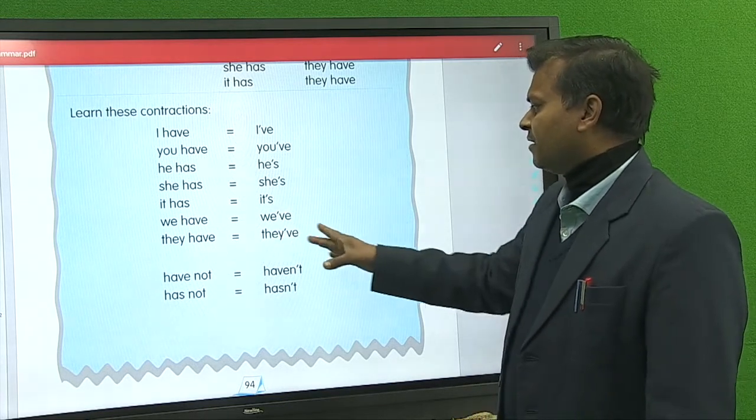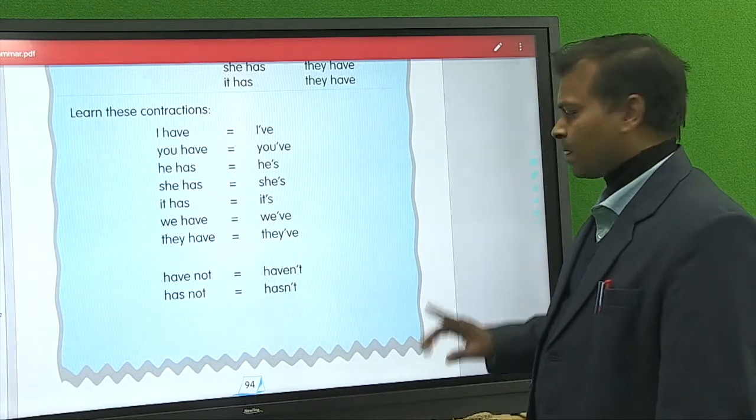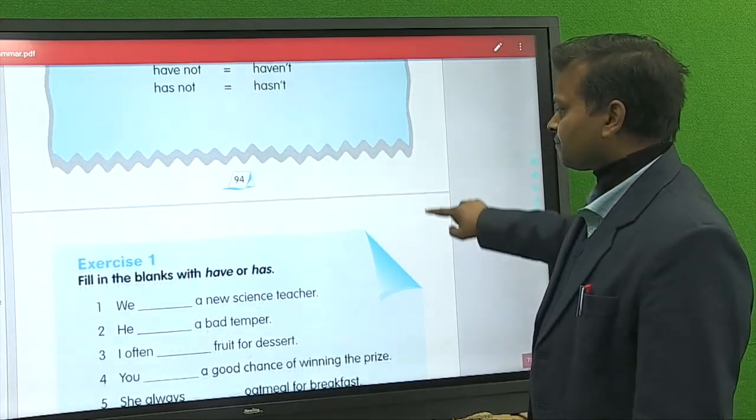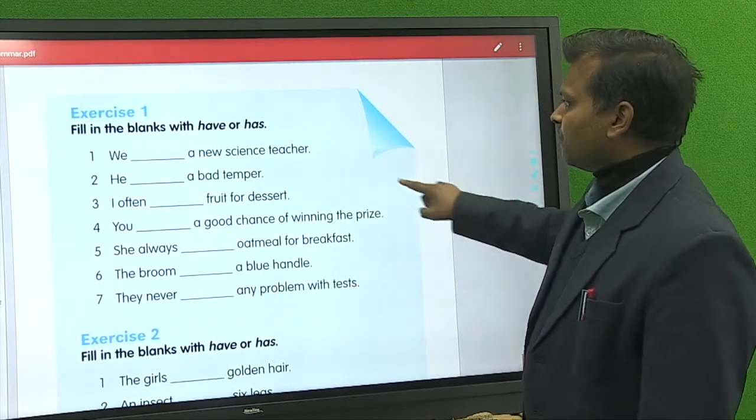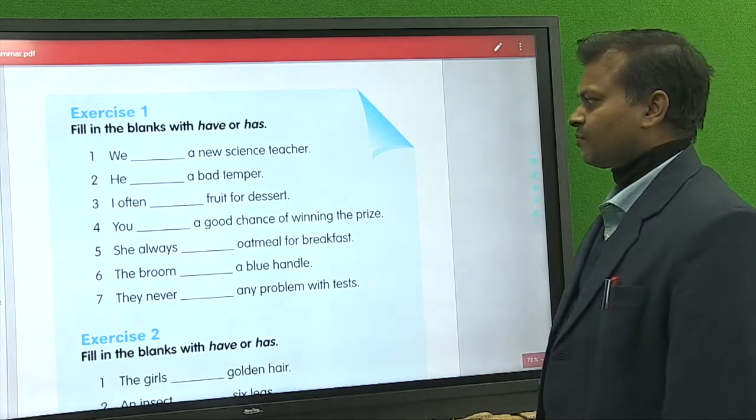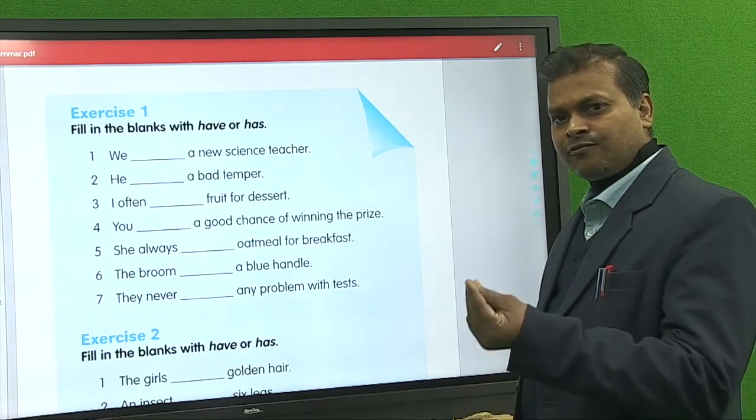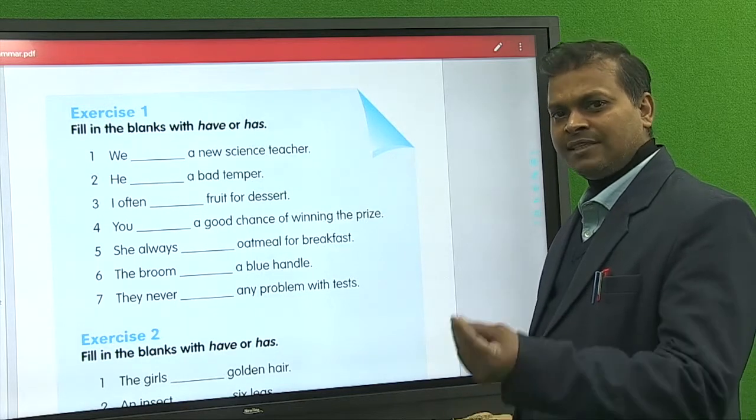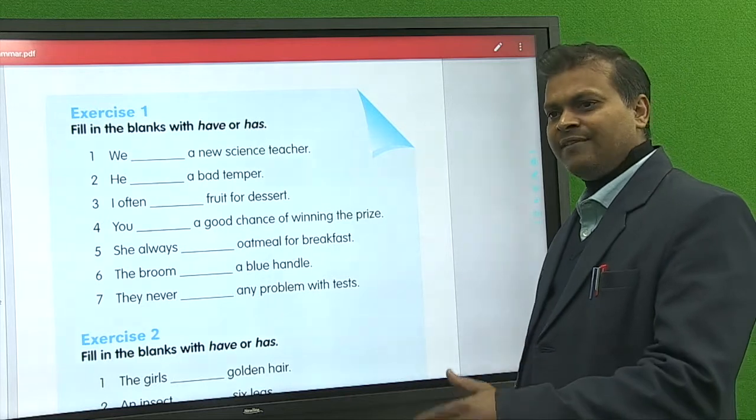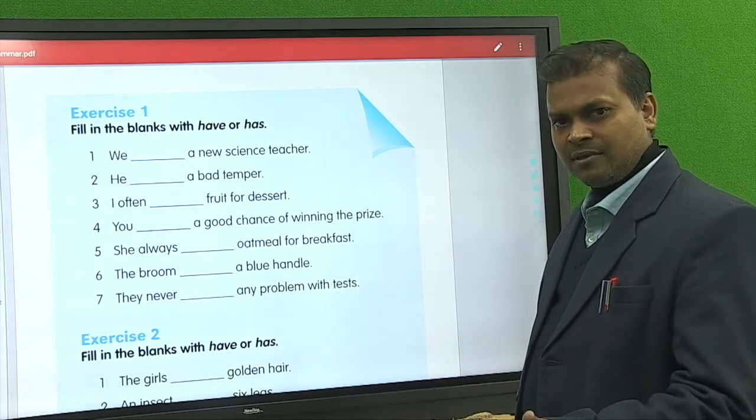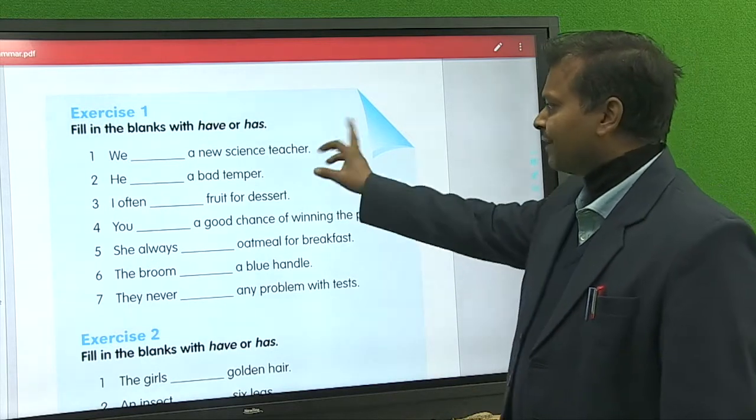Similarly, we have, they have, haven't, hasn't. Right? Now let us see further. We have an exercise. First exercise, let us do it. Fill in the blanks with have or has. Now keep in mind what I have taught you. With third person singular number, which is he, she and it, we use only has, and with the rest of the subjects we use have. Let us do the following exercise.